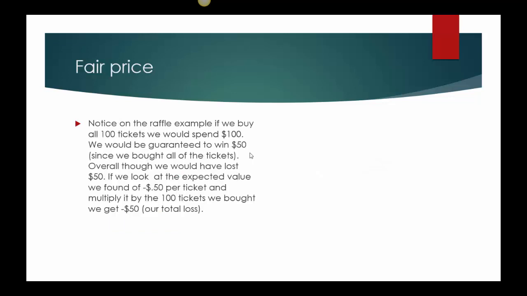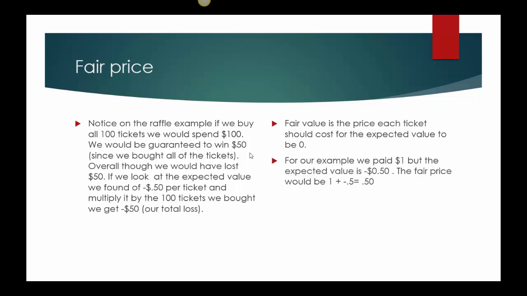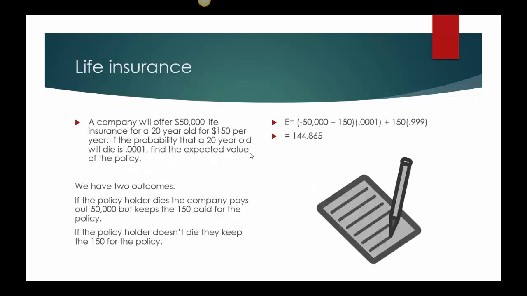Notice on the raffle example, if we buy all 100 tickets, we would spend $100. We would be guaranteed to win the $50 since we bought all of the tickets. But overall, we will have lost $50. If we look at the expected value we found of -0.5 per ticket and multiply it by the 100 we bought, we would get -50, our total loss. Fair value is the price each ticket should cost for the expected value to be 0. For our example, we paid $1, but the expected value is negative $0.5. The fair price would be 1 plus negative 0.5, which is 0.50.